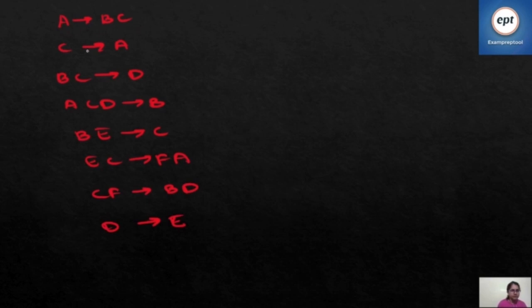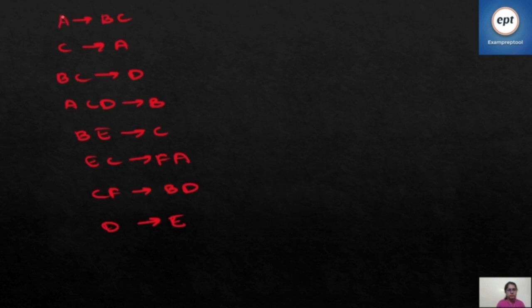A is deriving BC, C is deriving A, BC is deriving D, ACD is deriving B, BE is deriving C, EC is deriving FA, CF is deriving BD, and D is deriving E. Yes, so these are the given functional dependencies. So we have to find the minimal cover of them.